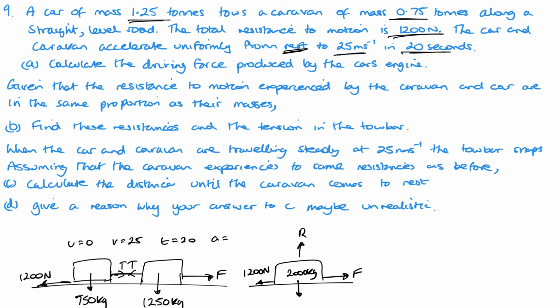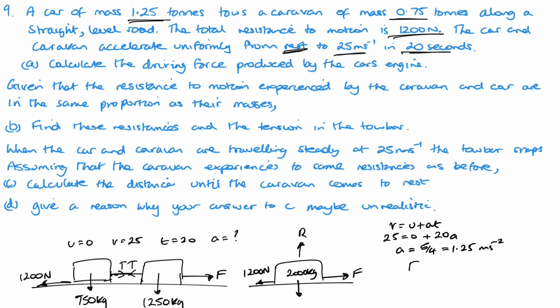Now I'm going to use my equations of motion to find a. You can see here we've got u, v, t and a. So v equals u plus at. 25 equals 0 plus 20 lots of a. So a is 25 over 20, which is 5 over 4 or 1.25 meters per second squared.